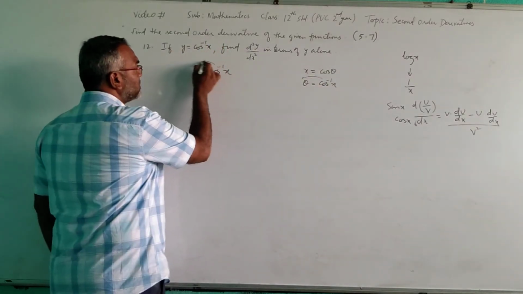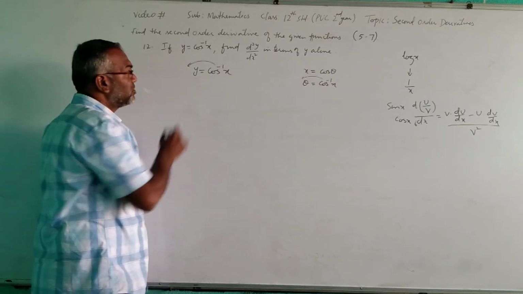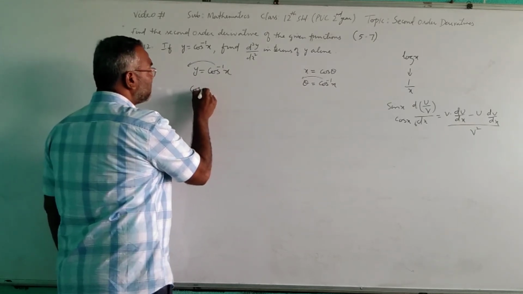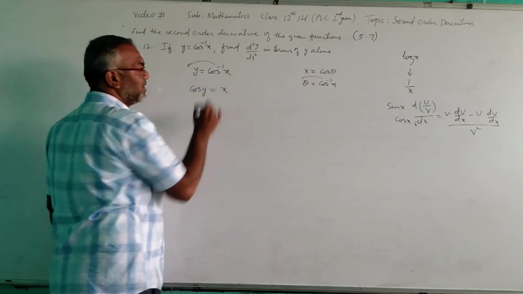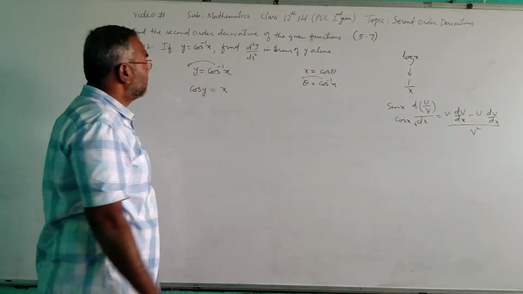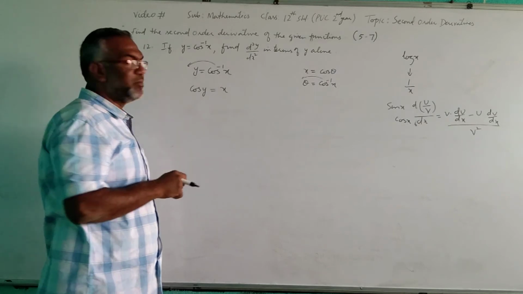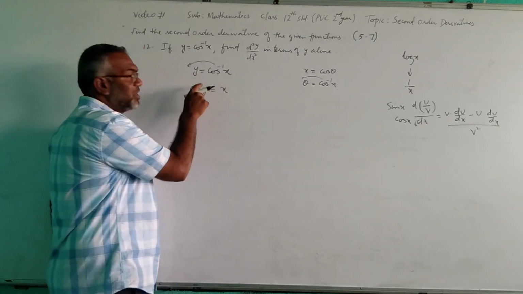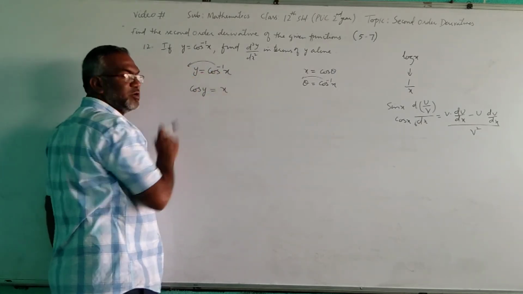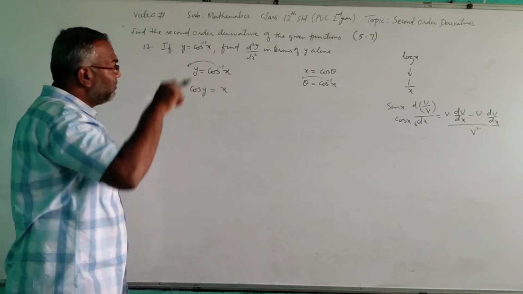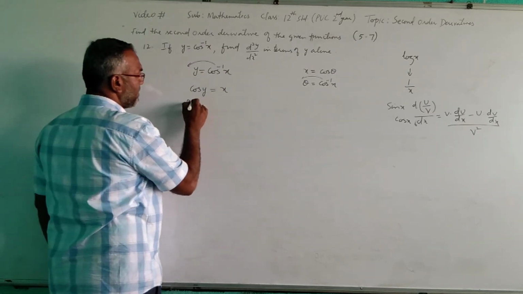You can transfer just cos inverse here. So when you transfer it, it becomes cos y is equal to x. Inverse will be gone because of taking it here, right? From inverse trigonometry we know that cos y will be equal to x. Now differentiate with respect to x.